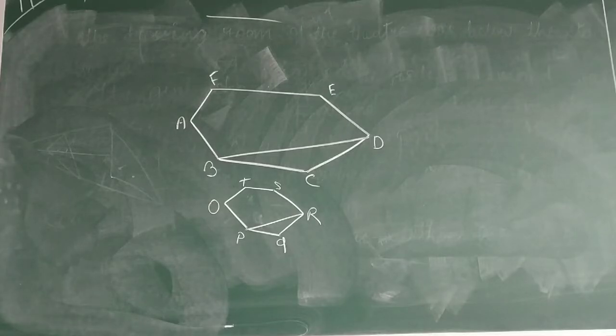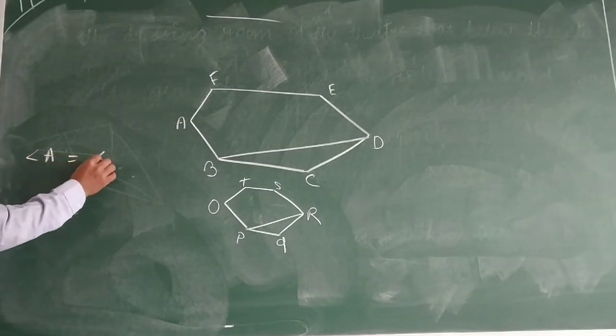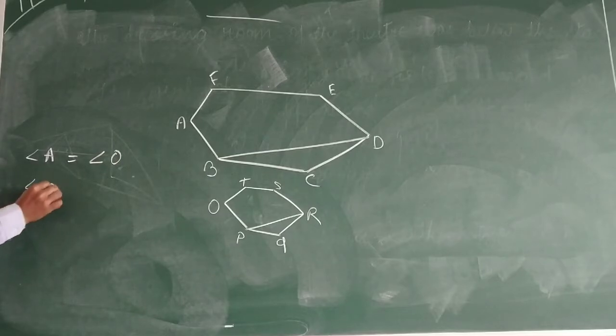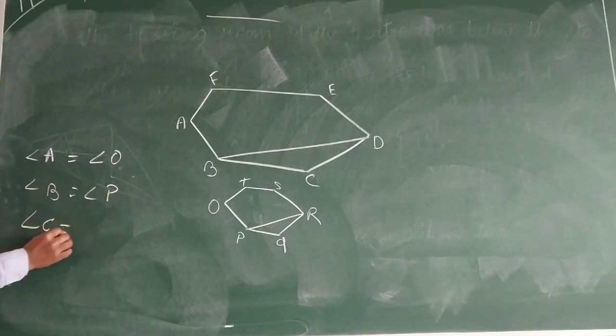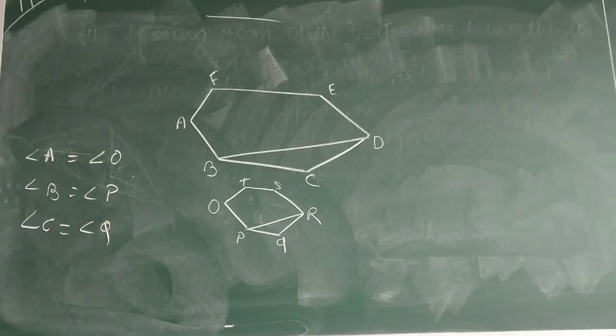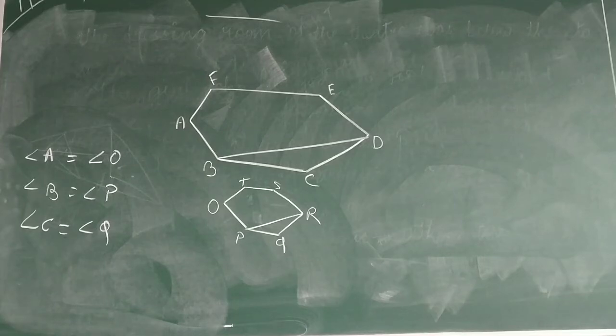If you observe, these two polygons are equiangular. That means angle A is equal to angle O, angle B is equal to angle P, angle C is equal to angle Q, and so on. So, from our first observation, we can see that these two hexagons are similar.